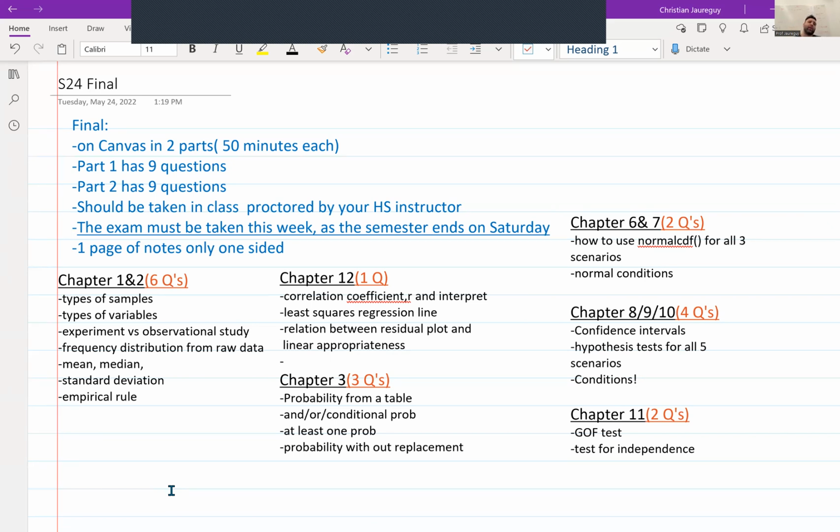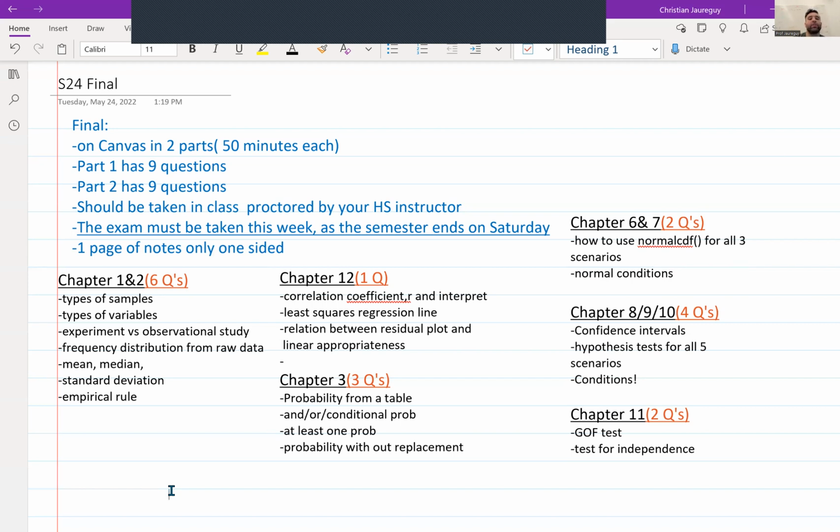And then chapter 12, I know it says one question, but it is a bigger question just because there's a lot going on there. So the correlation coefficient r, and interpret, make sure you know what it means. You're going to want to find the least squares regression line and then be able to use it. And also find the relation between residual plot and linear appropriateness.